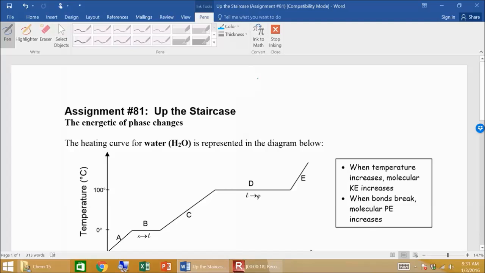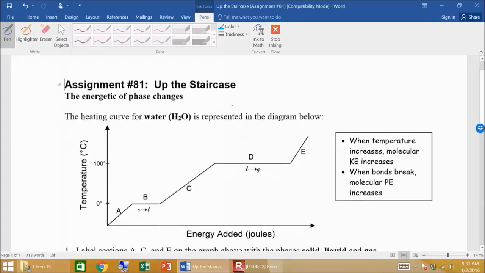Here we're looking at assignment 81, up the staircase. This is a diagram that describes phase changes. So you may recognize that water comes in three different phases. There's H2O solid, that we know as ice. There's H2O liquid, which you would probably just call water. And then there's H2O gas, which you would call water vapor.